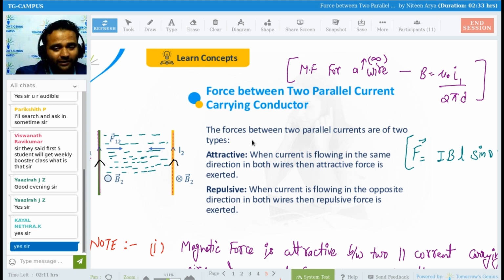This is your magnetic field, and that is your force F12, force on 2 due to the magnetic field of 1, equals I2 B1 L. L is the length of the wire. Is this clear, everyone? I2 is the current in wire 2, B1 is the magnetic field due to wire 1, and L is the length. As simple as that. Is this clear?